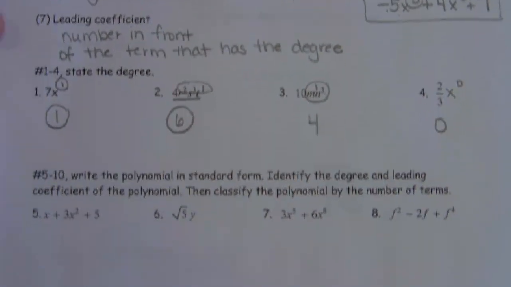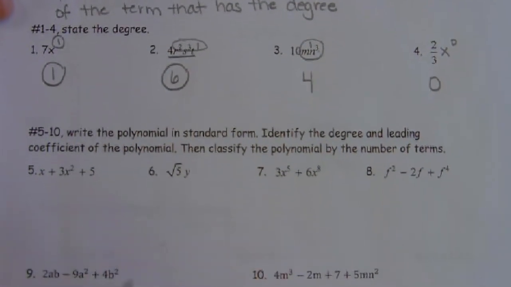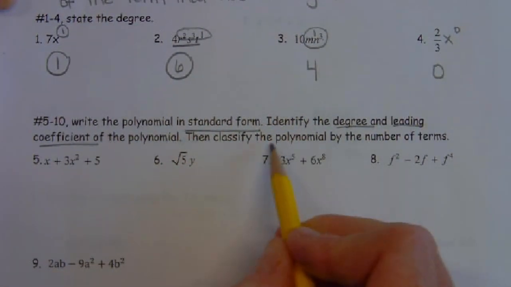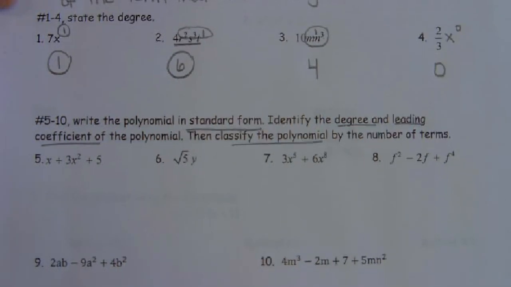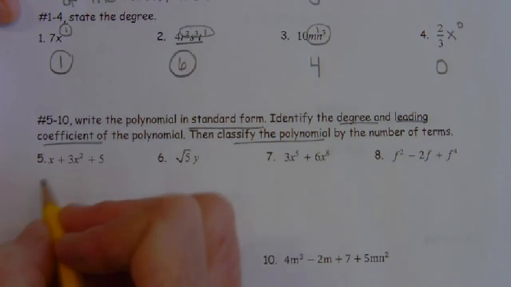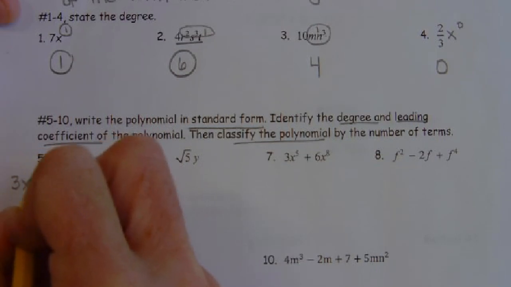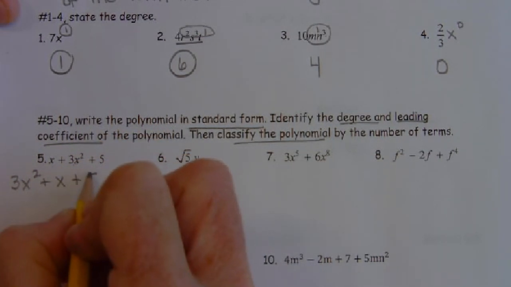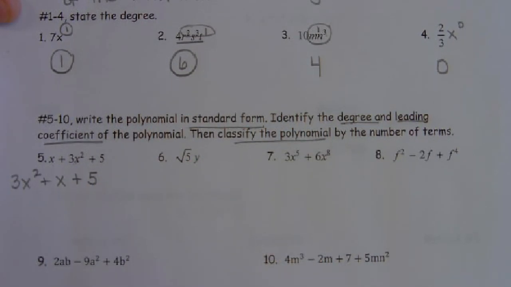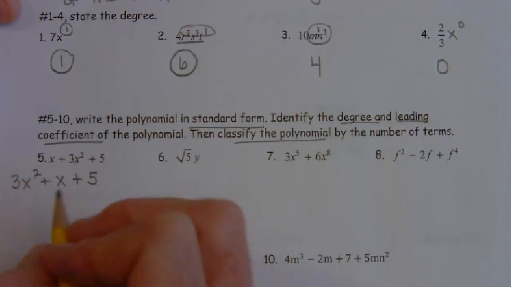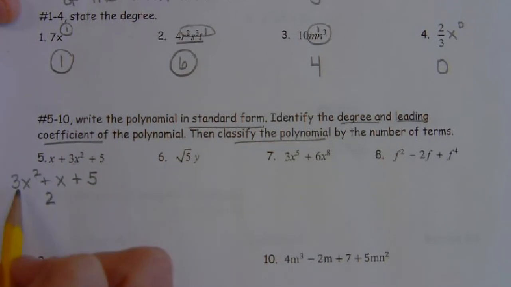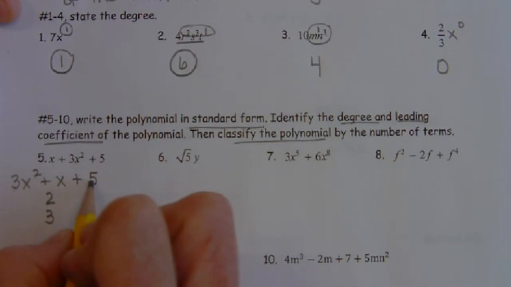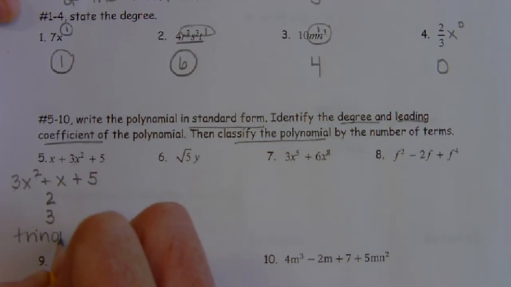All right, so here we go on our next examples. We are going to write in standard form, identify the degree, the leading coefficient, and then classify it by its number of terms. So our first example in standard form, I'm going to start with my highest power, which is my x squared, so 3x squared. Then my x piece, plus x, and then plus 5. That is standard form. My degree is my highest power, which is 2. My leading coefficient is the number in front of that, which is 3. And because this has 3 terms, he is a trinomial.